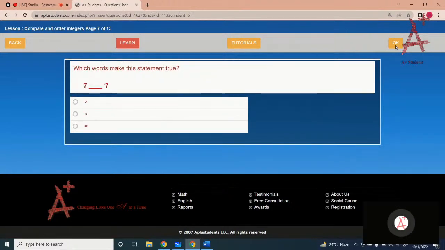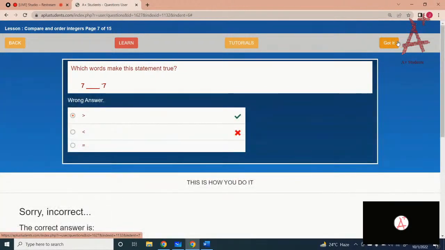Okay, which sign makes the statement true? 7 and negative 7. So 7 is less than negative 7 or greater than negative 7? Sorry, 7 is greater than negative 7. The positive number is first. So 7 is greater than negative 7. Got it?